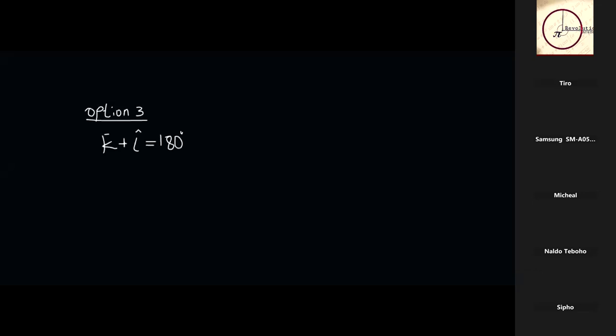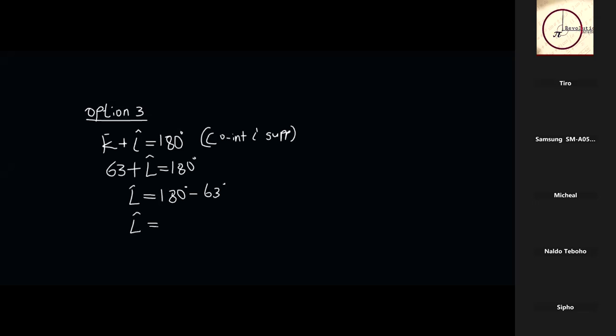I'm showing you this way so that you can see it. In place of K, what did we get? 63. So 63 plus angle L is equal to 180 degrees. Angle L equals 180 minus 63, so you'll get 117. It must be the same answer.